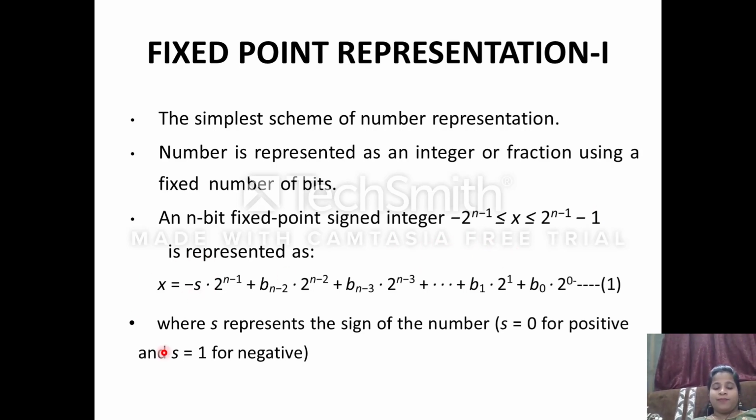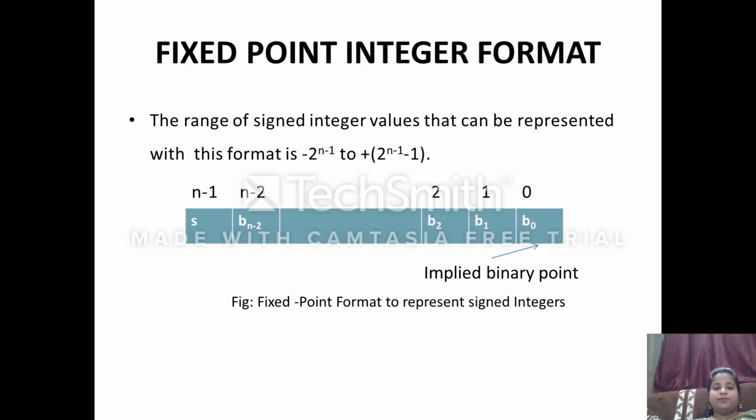Here s represents the sign of the number. If it is 0, it represents positive numbers, and if it is 1, it represents negative numbers. So this is your fixed point integer format, and how it is implied. The position of the binary point is fixed in the integer format, whereas the range will be minus 2 power of n minus 1 to plus 2 power of n minus 1, where n is the number of bits.